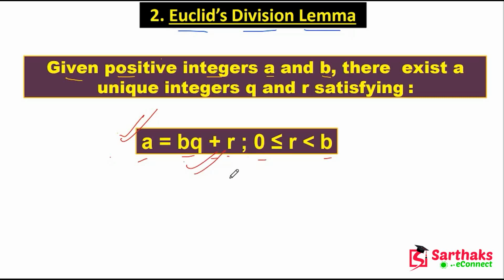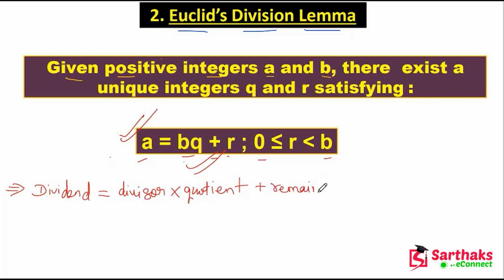So this lemma is essentially equivalent to, I will write here, dividend equals divisor into quotient plus remainder. So the dividend is equal to the divisor into the quotient plus the remainder. I hope you got this point.